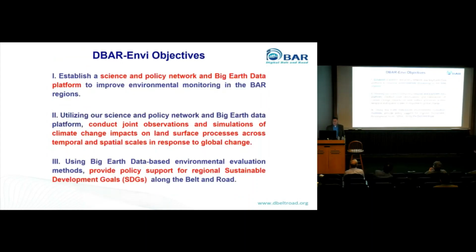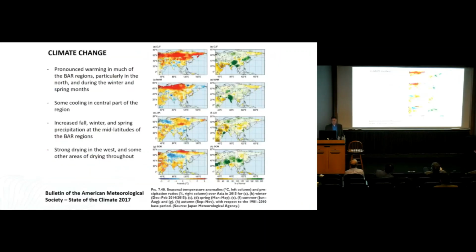The objectives of our working group: establish a science and policy network and Big Earth data platform to improve environmental monitoring in the Belt and Road regions. Utilize this Big Earth data platform to conduct observations and simulations of climate change impacts on land surface processes across a variety of scales, and then use Big Earth data evaluation methods to provide policy support for sustainable development goals in Belt and Road. So the next set of slides, some of these are just general, and some of these are working group initiatives.